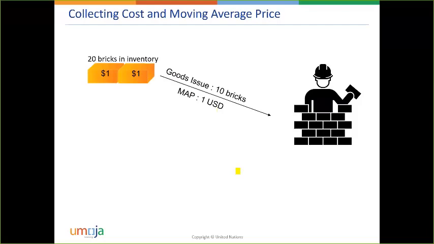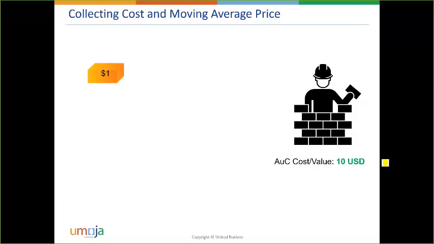So after issuing the 10 bricks to the project, we will have a cost that has been collected in the project of $10. Why $10? Because there were 10 bricks, $1 each, $10. This is what happens in the system if you issue the goods properly to the project. Now, why am I bringing finance also to the session? Because it may have, and then what do we have? Sorry, what do we have remaining in inventory? We have 10 bricks, right? We bought 20, we issued 10, and we have 10.